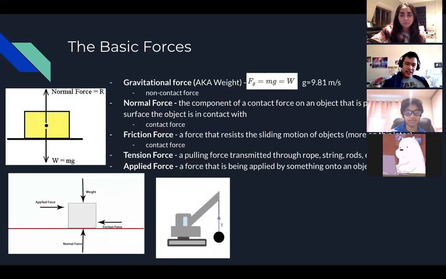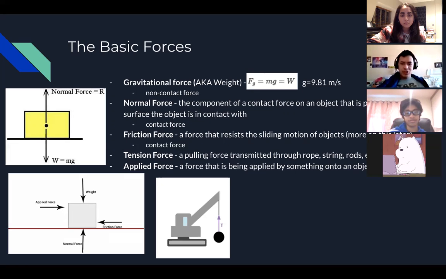It is a non-contact force. You can think of that as because you don't need to be touching anything to weigh something. You also have what's called a normal force, which is the contact force on an object that is perpendicular to the surface of an object it's in contact with. So clearly, just by the definition, we know that it's a contact force.